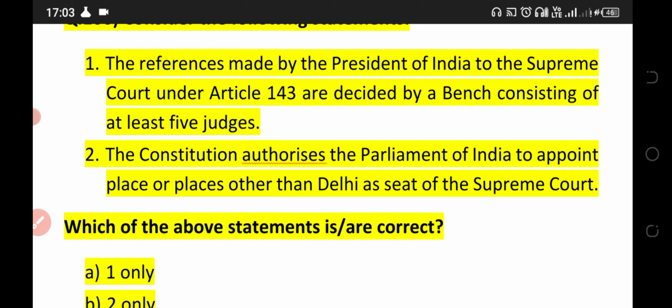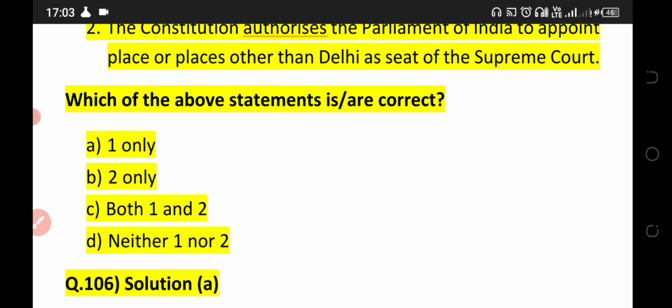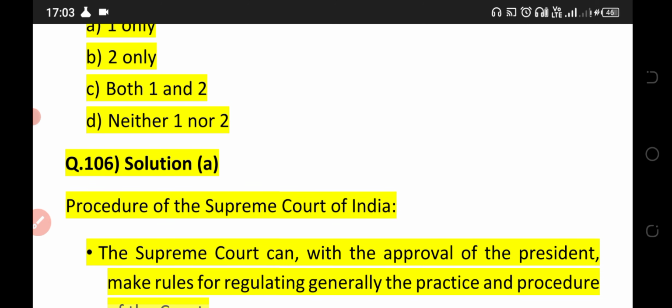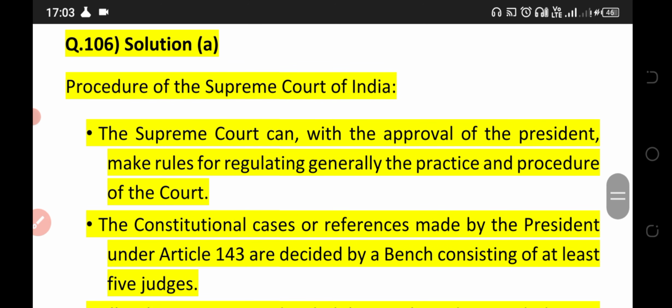The references made by the President of India to the Supreme Court under Article 143 are decided by the bench consisting of at least 5 judges. Not at all. So one is right. Procedure of the Supreme Court of India.